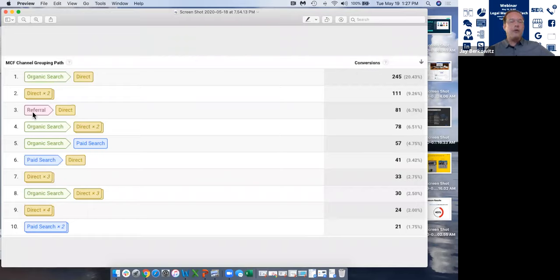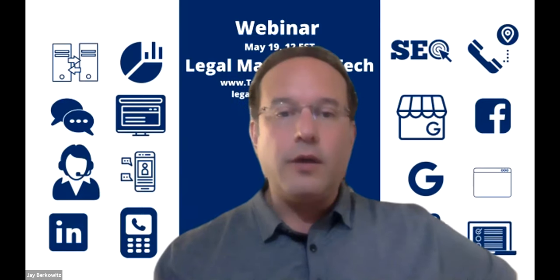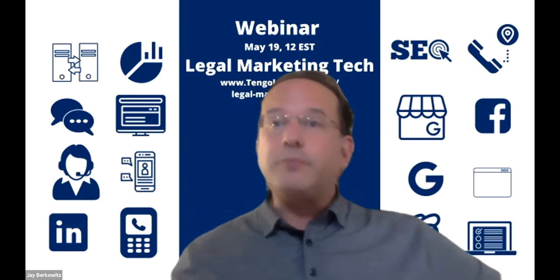The third one was a referral to direct. Now this is not a person-to-person referral. This is a website referral, because this tracking comes from Google Analytics. So that means they went to maybe Avvo or FindLaw or something like that, or some link to the website, and then they came back again direct. So we see that people do a lot of research. They come back to the sites again and again. Very, very important. So that's a really good point.